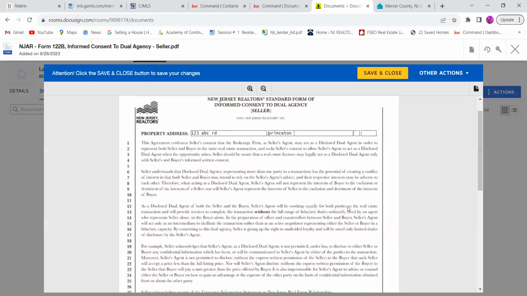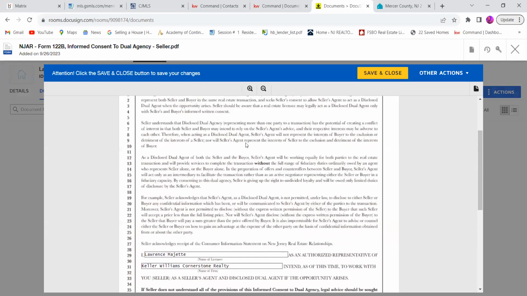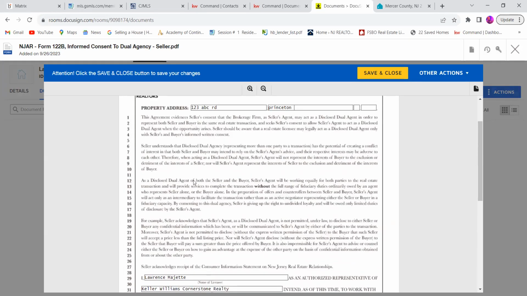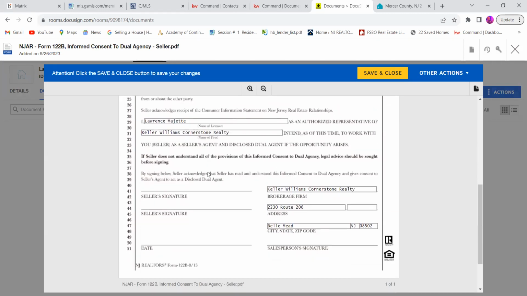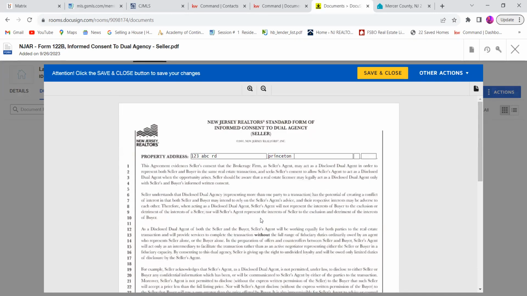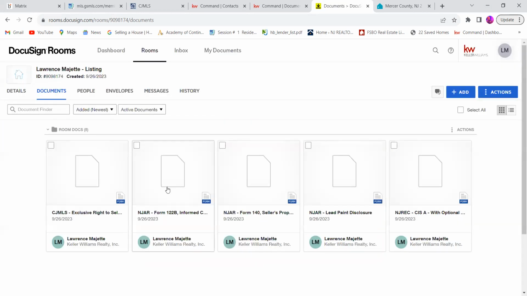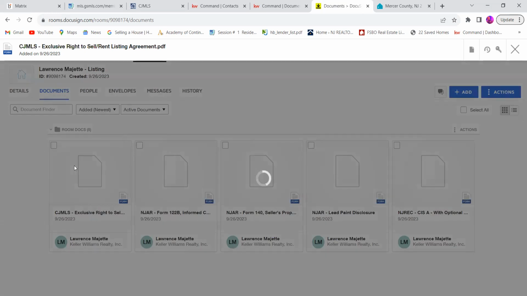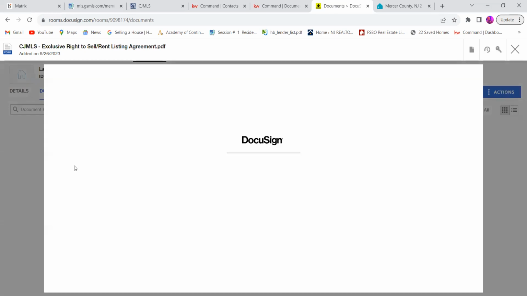So if they don't agree to sign this, right, this consent to dual agency, this discloses that an agent, as a disclosed dual agent of both the seller and buyer, seller's agent will be working equally for both parties. If they don't want that to happen, then they won't sign this, right? It's very simple. They just don't have to sign this. If they don't agree to it, okay, if you don't think that's in your best interest, fine, don't sign this. And then I'll come back and I'll redo this. And I'll send them another one.